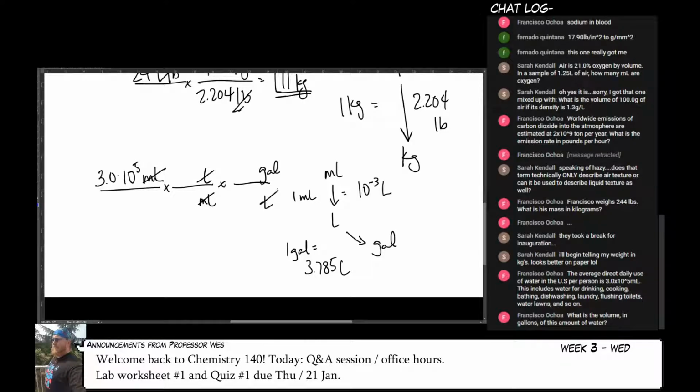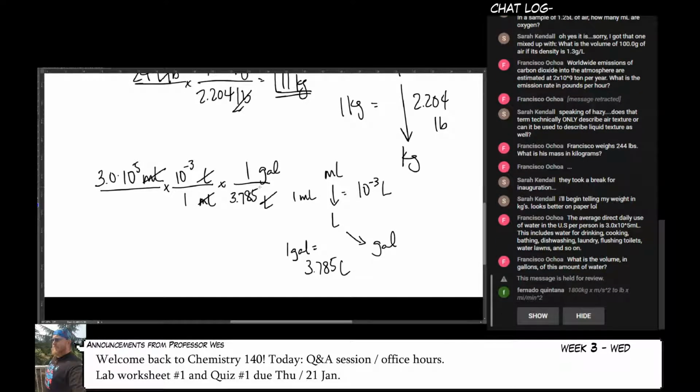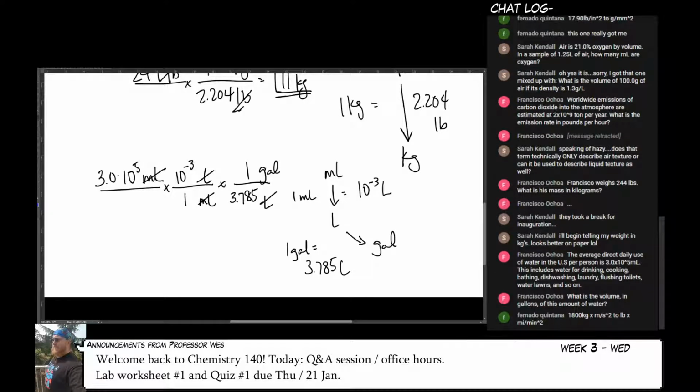So 1 milliliter, 10 to the minus 3 liters. And then 1 gallon, 3.785 liters. Punch it all in your calculator. And that is 79 gallons.